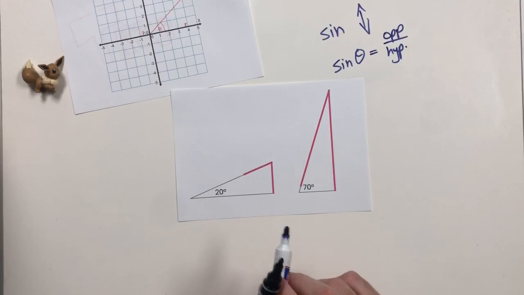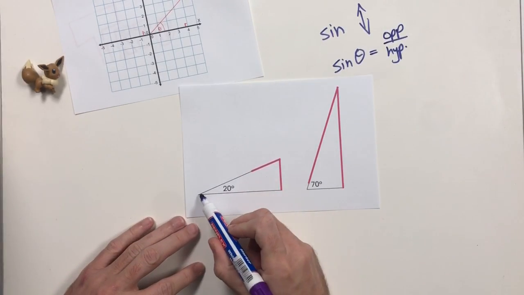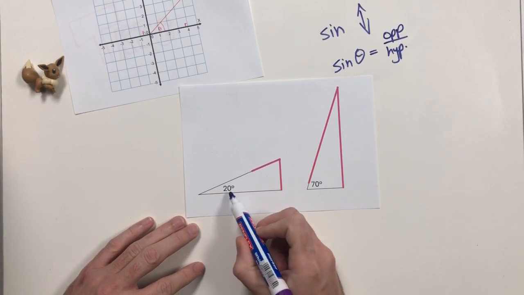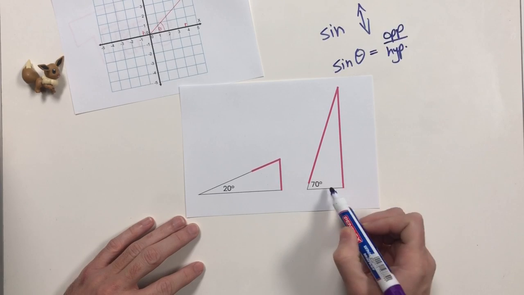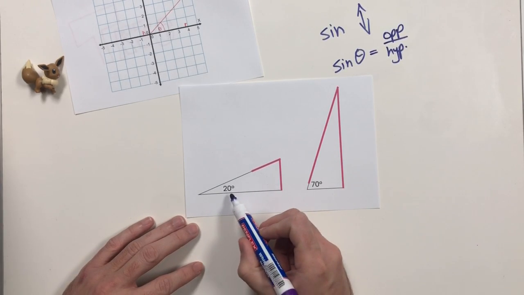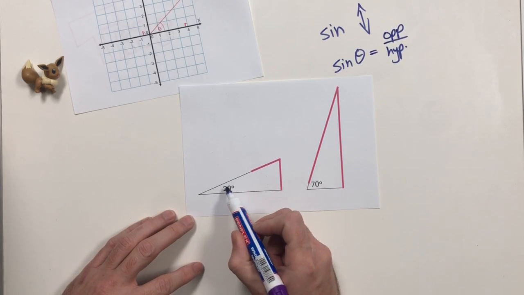Okay, what is going on here? So in this case, I have a triangle with a 90-degree angle. Both these are right triangles, or right-angled triangles. Now in this case, I have a very small angle.